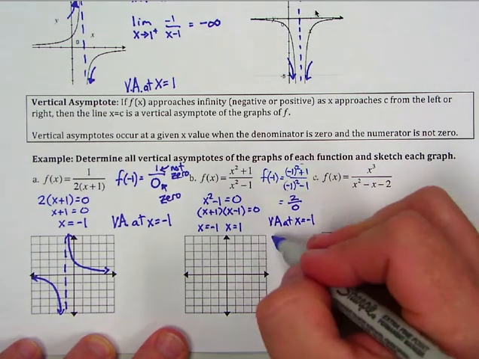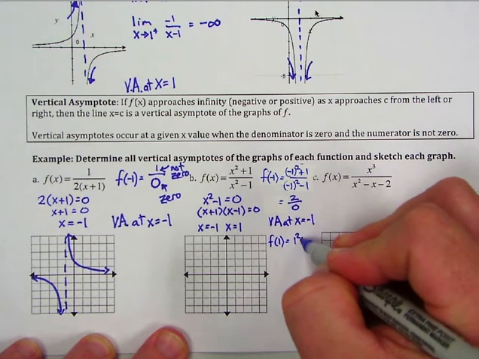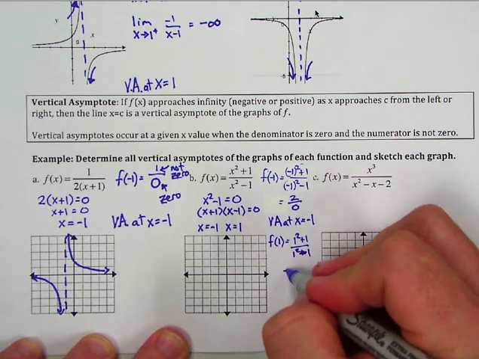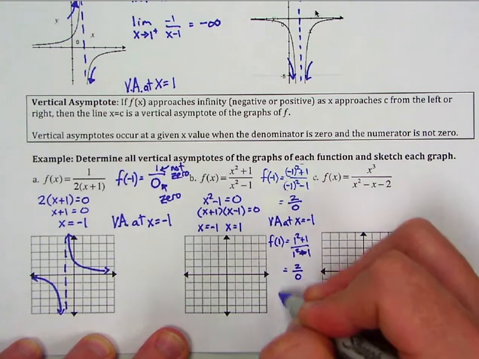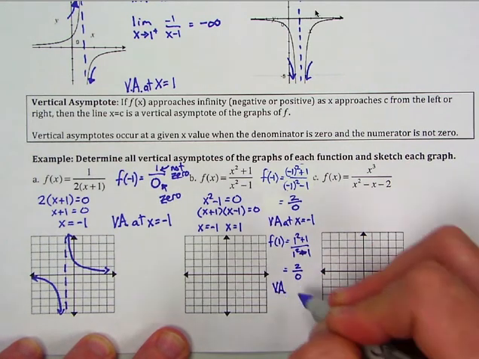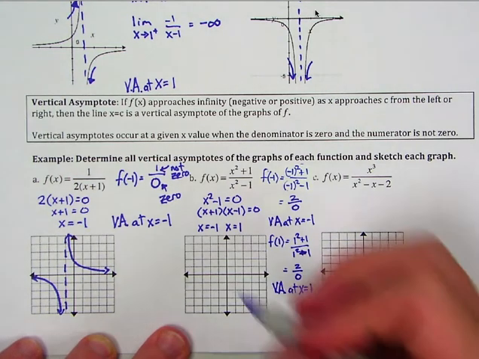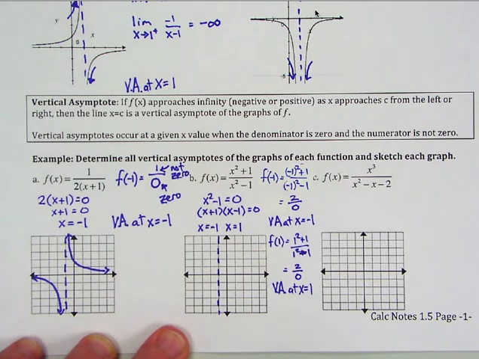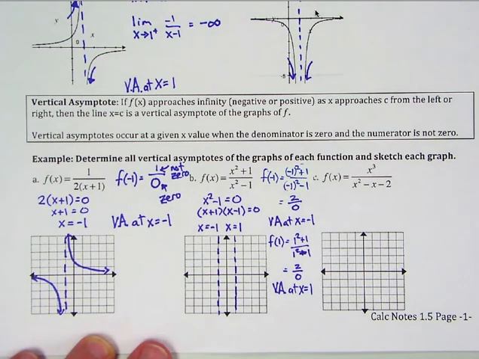Let's go ahead and test f of 1. So we have 1 squared plus 1 over 1 squared minus 1. And that gives me 2 over 0. So we know we also have a vertical asymptote at x equals 1. Okay, so we're going to draw our vertical asymptote there at negative 1 and at positive 1. So graphs can have multiple vertical asymptotes.